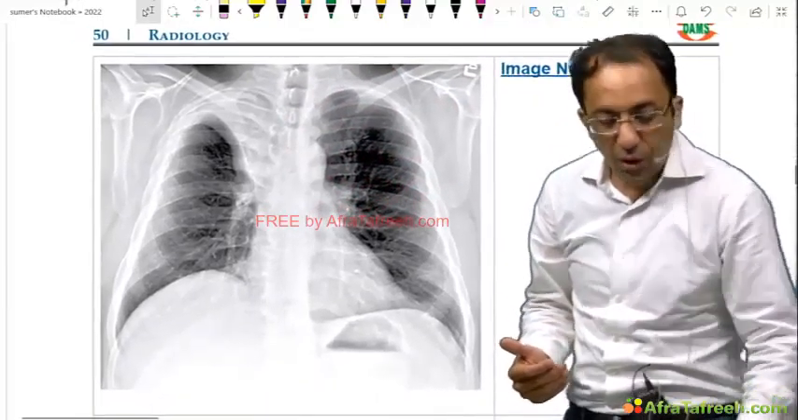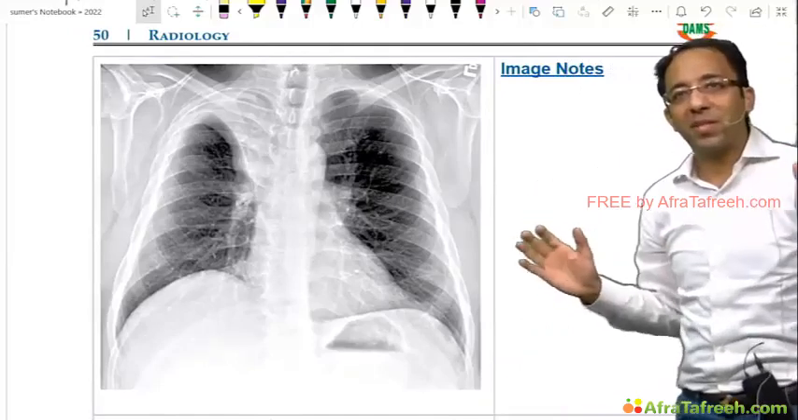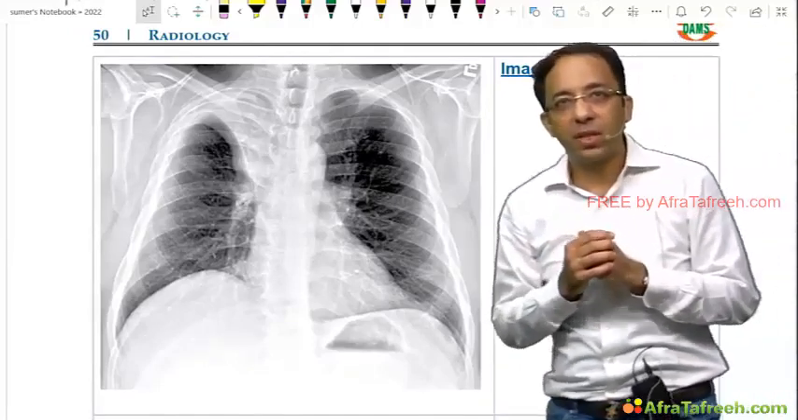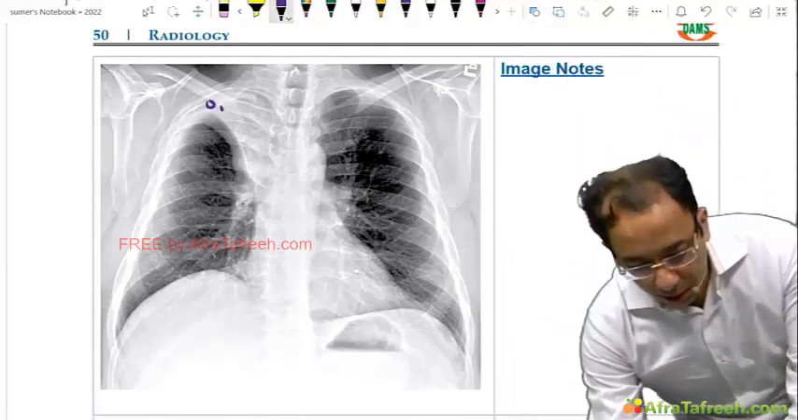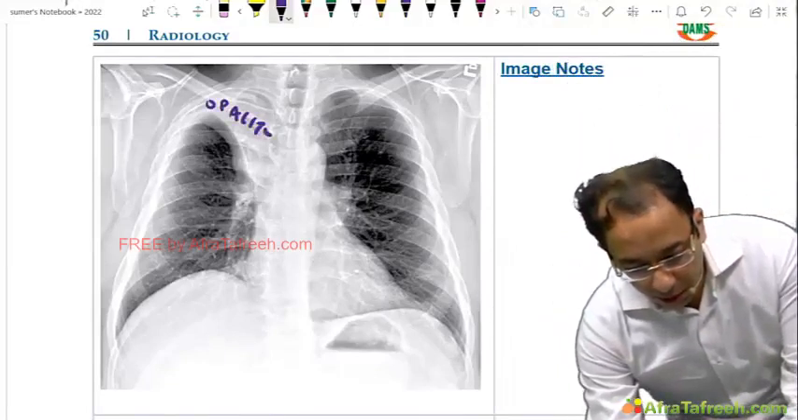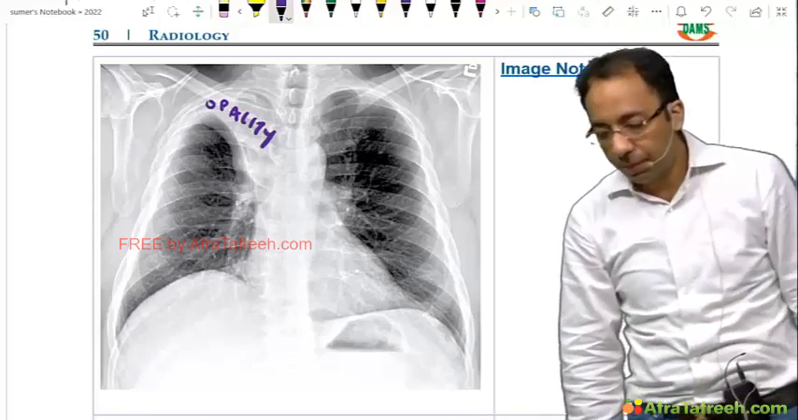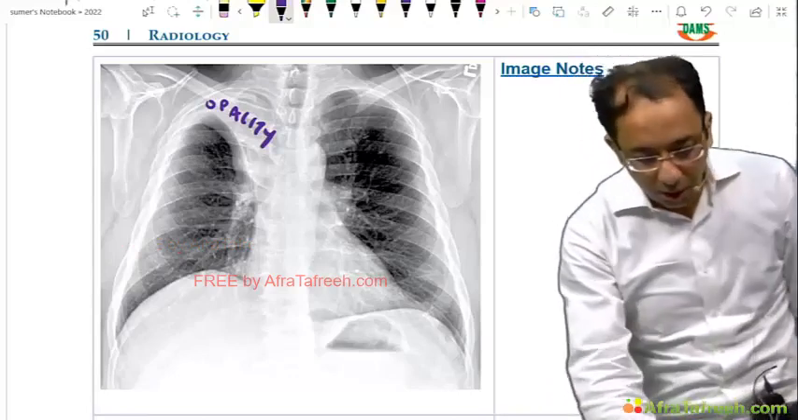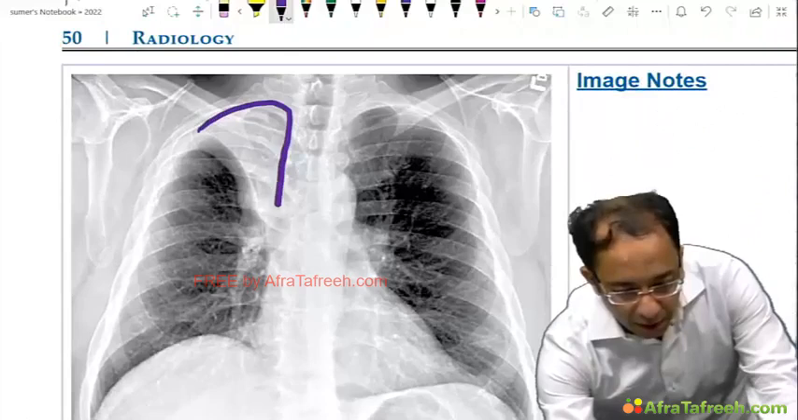Okay. I want all of you to look at this X-ray with me. Try to find the disease. Try to find the disease in this X-ray. Anybody? Opacity. Can you see the opacity? Yes? Yes. So there is an opacity here. This is the opacity in this image.